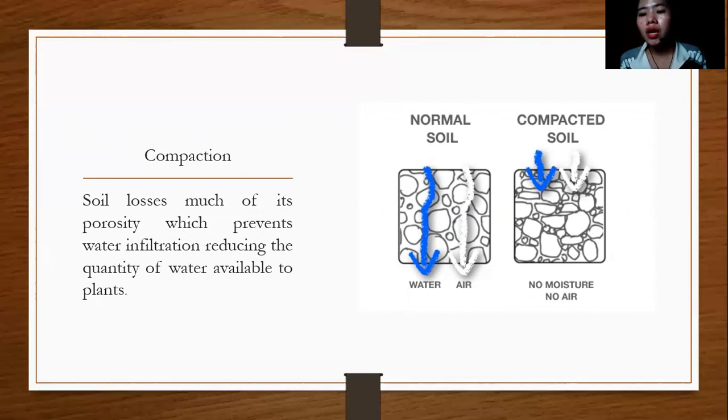So just like soil, if the soil is very compacted, ang ending soil loses much of its porosity, which prevent water infiltration, so reducing the quantity of water available to plants because the water and air cannot infiltrate sa soil because it is very compacted. So just like sa normal soil, mas paspas o mas better ang pag-infiltrate or pag-flow sa water and air.